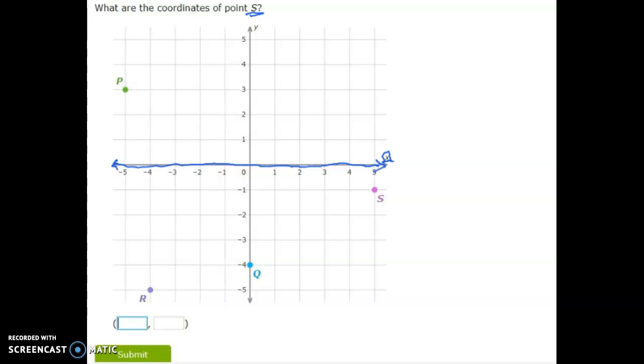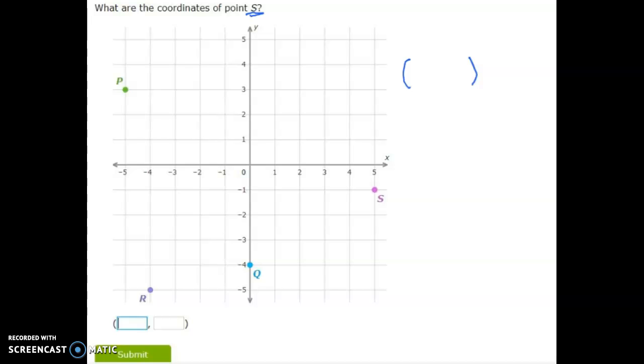So the x-axis goes from side to side. It's horizontal. So any movement that's side to side is movement along the x-axis. The y is here, and that's the one that goes up and down, vertical. So any movement we do along the y-axis is done up or down. So from that, we could look at what our coordinates are.